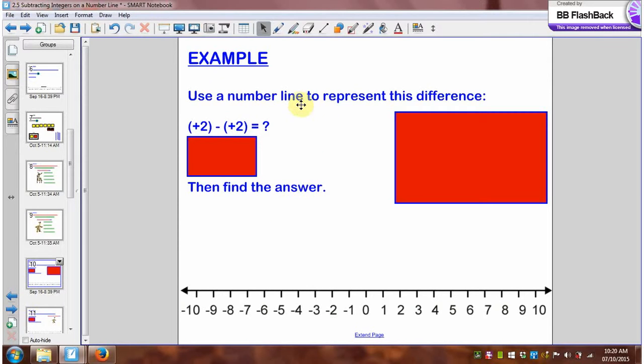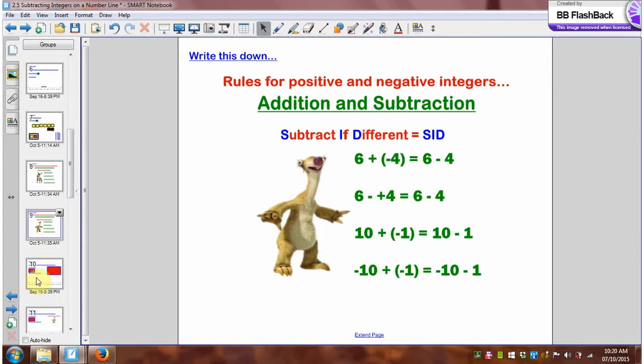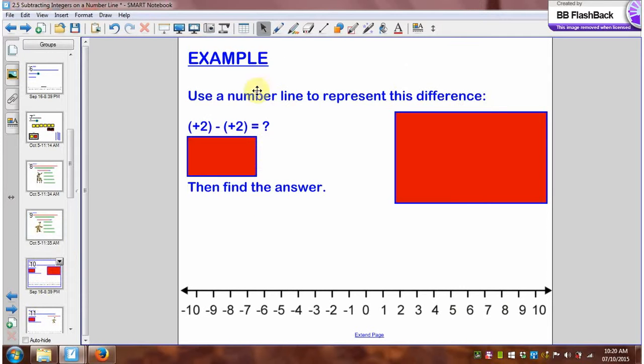Okay, so use a number line to represent this difference. First step, we're given positive 2 minus positive 2. Your first step is to go back to your rules and either add same signs or subtract if different. So if we look here, positive 2 minus positive 2.